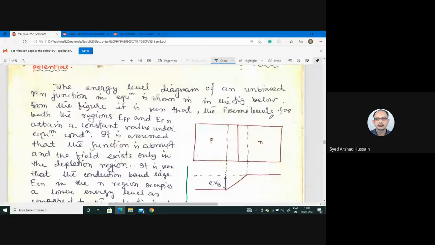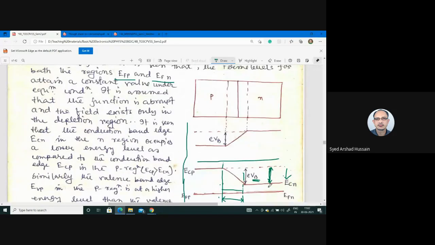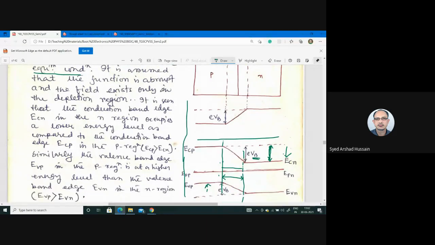Now from the figure it is seen that the Fermi levels for both regions, EFP in the p side and EFN in the n side, are on the same line under equilibrium condition. This is important. It is assumed that the junction is abrupt and the field exists only in the depletion region. This is okay, because when you try to push an electron from this side to here, the opposition comes only from this depletion region.